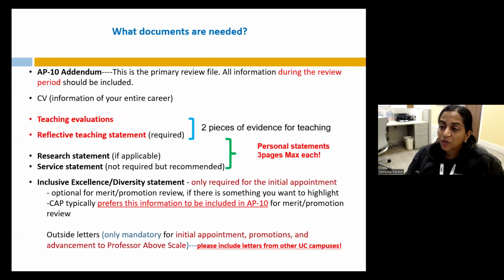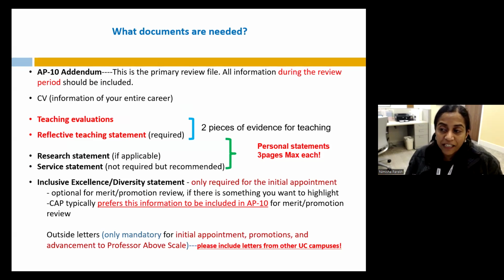Okay. So what documents are needed? So we have at University of California, Irvine, this form called the AP10 Addendum, and it is the primary review file. And all the information that you're including in this is for that specific review period. And so as we said, for every 2 years, you're going to document your AP10, what you did those previous 2 years, if you're at the assistant or associate professor rank. If you're at the full professor rank, you're going to document what you did the last 3 years.